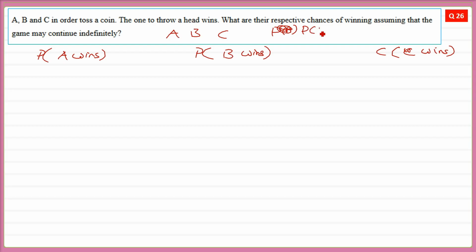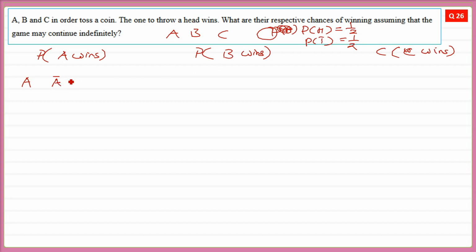So we are to talk about the probability of getting a head and the probability of getting a tail. The probability of getting a head is half, the probability of getting a tail is half. 1 by 2, 1 by 2. That means whatever probability you are going to write, whether A or A complement, B or B complement, C or C complement, every time we have to write half only.